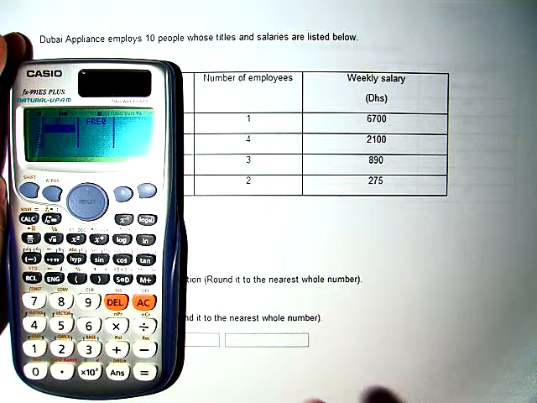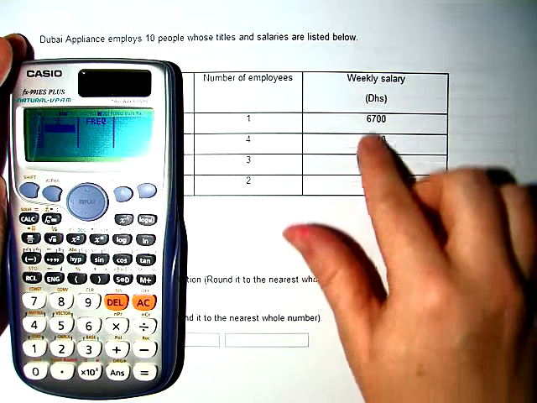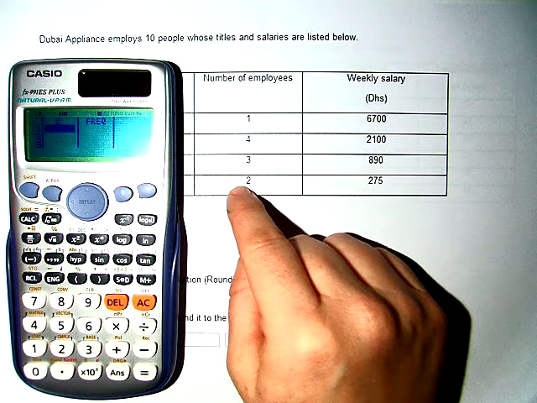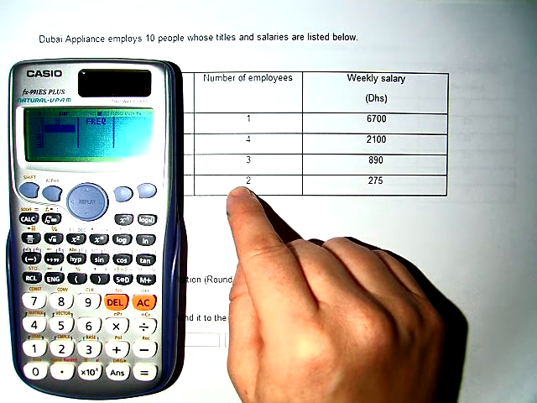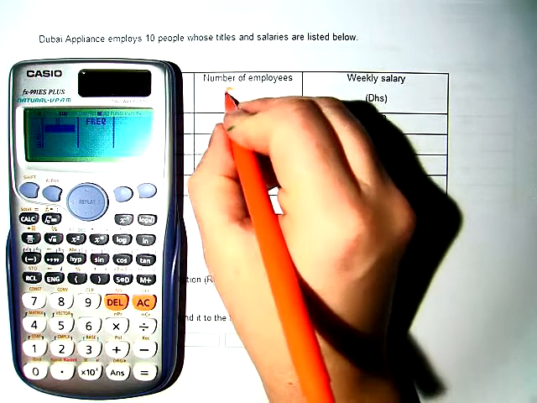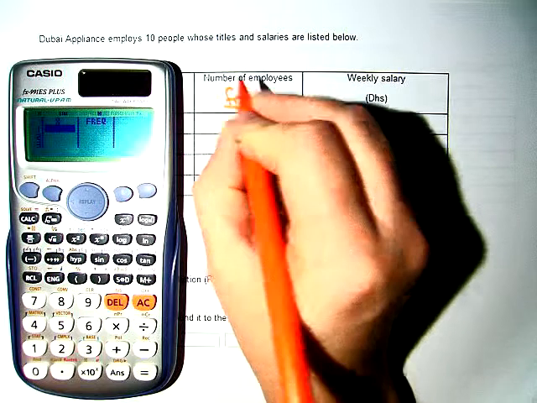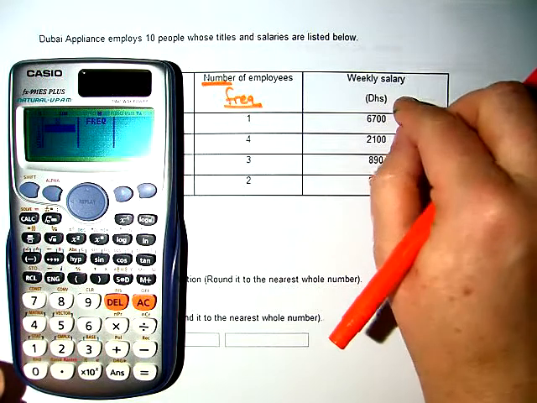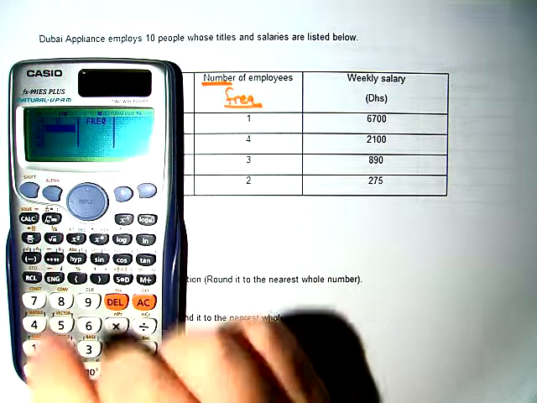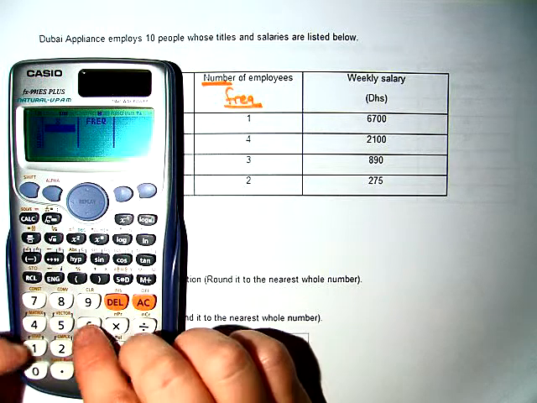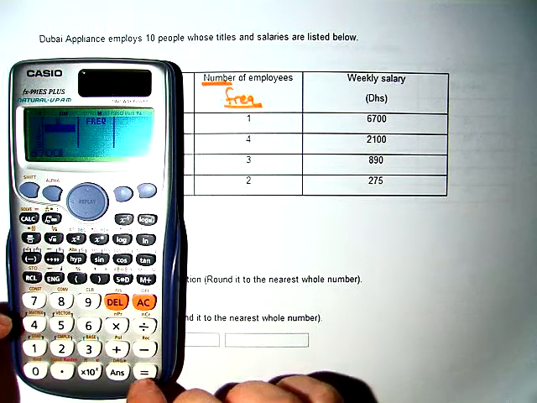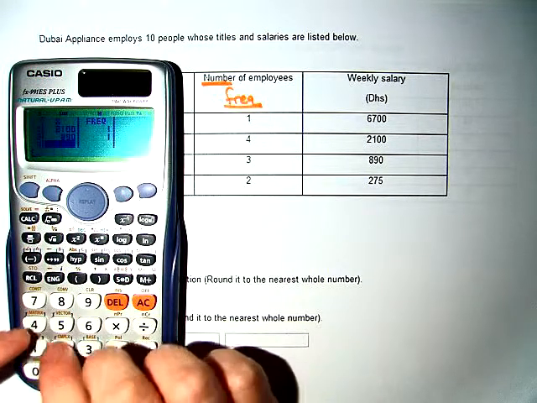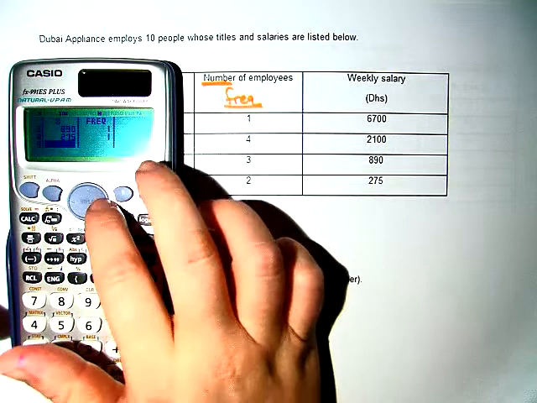So the data is going to be your weekly salary. The number of something is the frequency that something occurs. So what you're looking at here is actually your frequency because it uses the word number. Your salary in dirhams is actually your data, your X. So we'll put that in: 6700, 2100, 890, and 275. So that's 4 things.